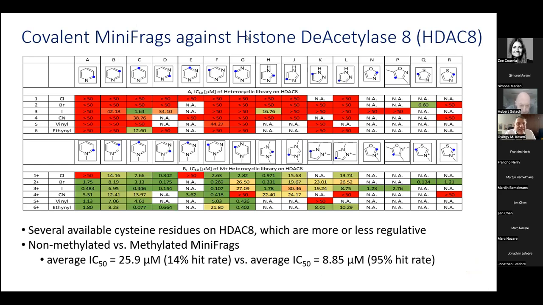So here you can see the screening results we obtained for our target. On the top table, you can see the non-methylated version of the electrophilic heterocycles, indicating that only a few, colored green, showed reasonably low IC50 against the protein target. Contrary, however, the more electrophilic methylated minifrags labeled the HDAC protein very, very effectively. So there is a clear indication that the more electrophilic, methylated version of the minifrags provided a much better average IC50 and much better hit rate as compared to the non-methylated version.